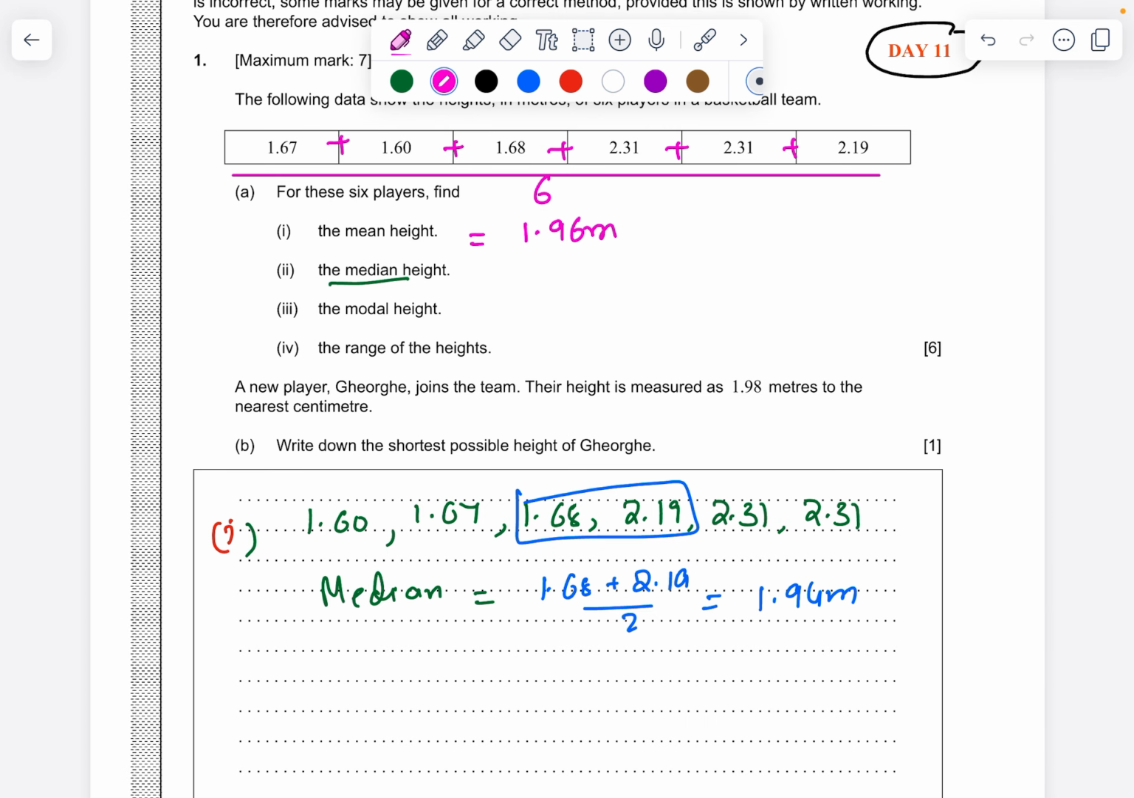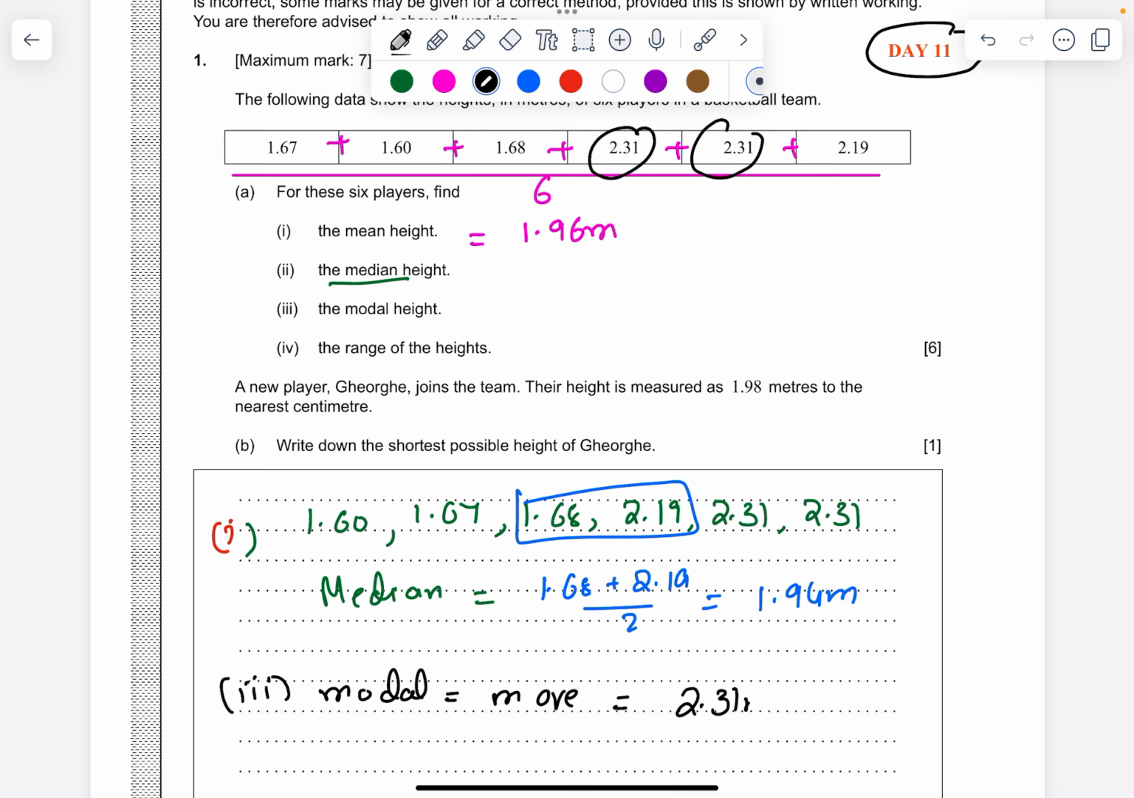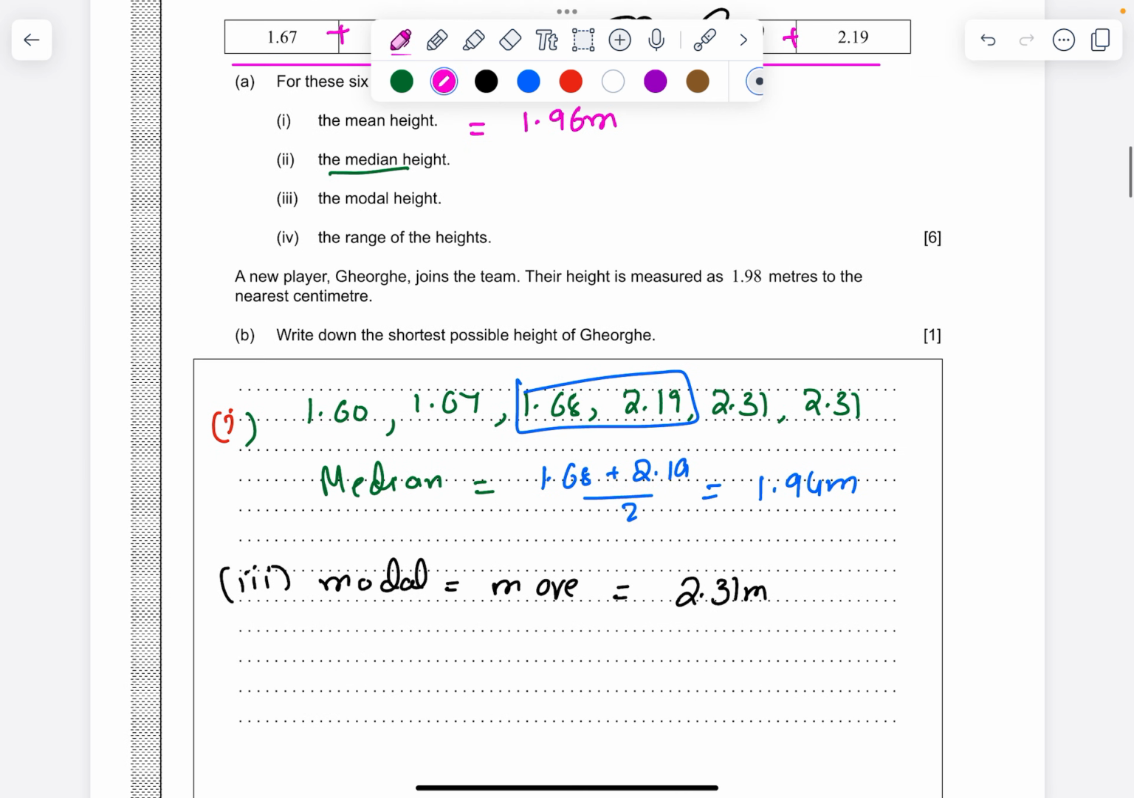Modal height. Modal height is going to be the one which repeats the most number of times. Modal is the most number of times, which is going to be 2.31 meters. Then the range of the heights. Range is nothing but what? Highest minus least. The highest number minus the lowest number, which is 2.31 minus 1.60, which is 0.71 meters.